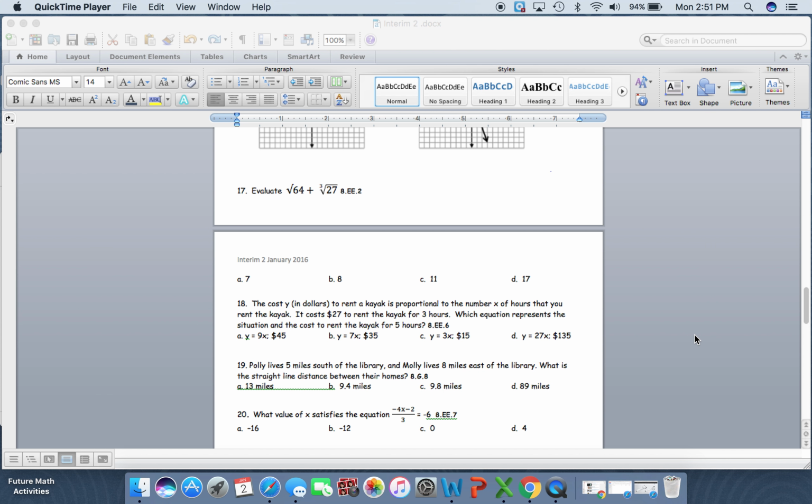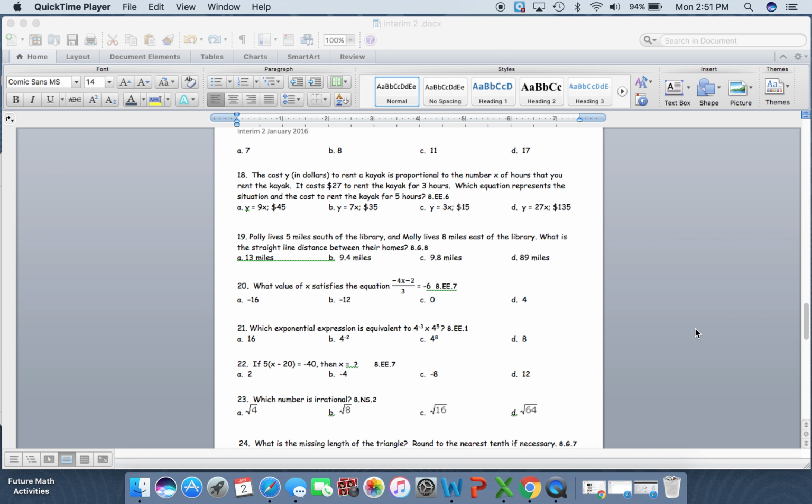Number 17. Evaluate the square root of 64 plus the cube root of 27. A. 7. B. 8. C. 11. D. 17.